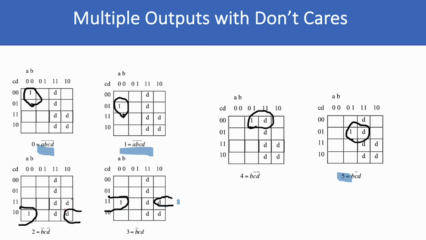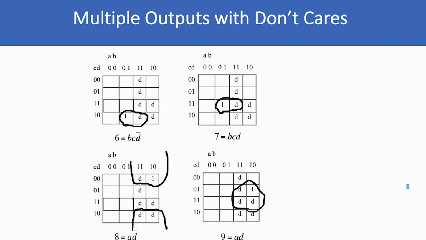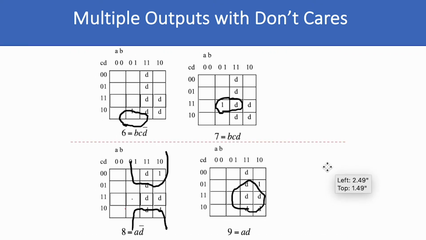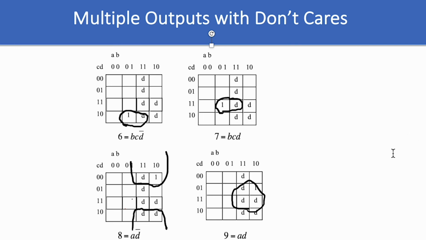How about function 3? Well, we got to use a don't care. That don't care gave us this subcube, which reduced to this product term, B bar, C, D. Function 4 reduced to B, C bar, D bar. Function 5, we got to use the don't care and reduced to B, C bar, D. Output function 6 reduced to B, C, D bar, 7 is B, C, D with this covering. For 8 we have a 4 covering, and for 9 we have a 4 covering, reduced to A, D bar and A, D.